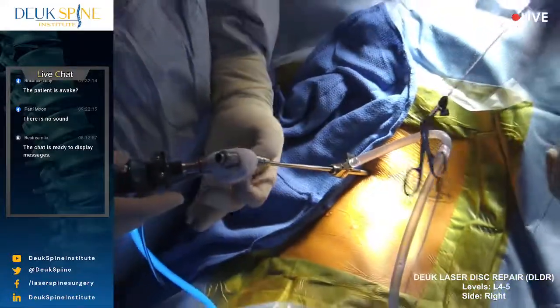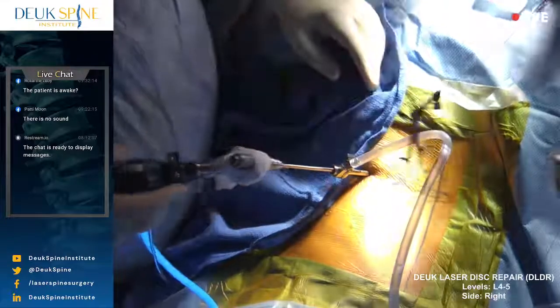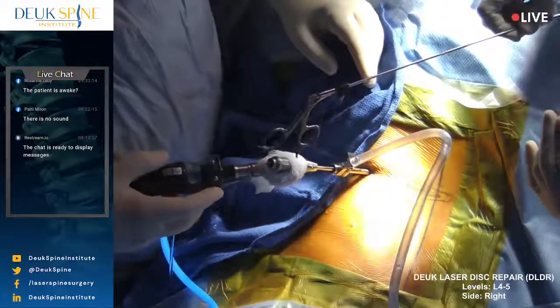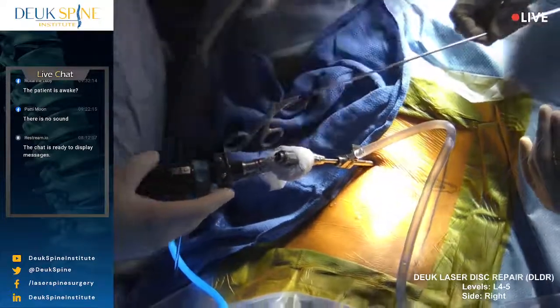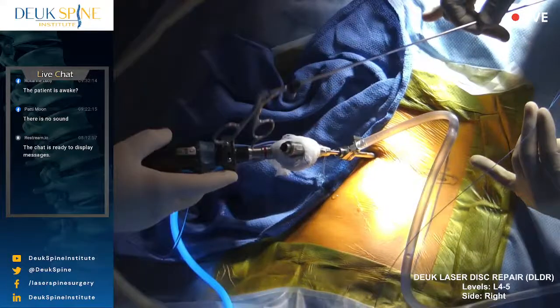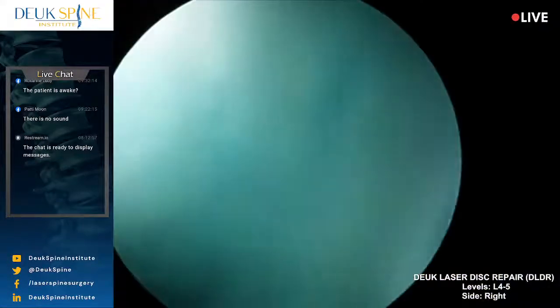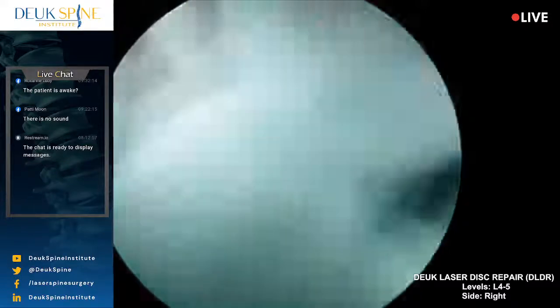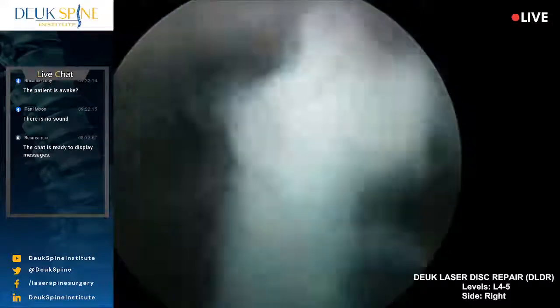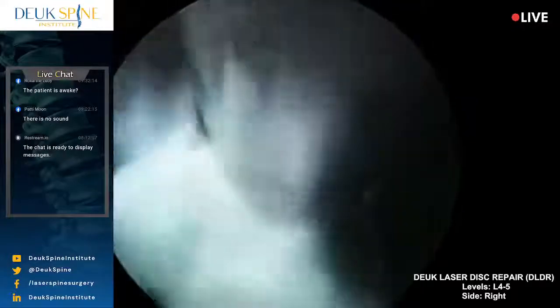All right. So we're bringing our scope down into the disc. Now we've also stained this disc with indigo carmine. That's why there's a blue stain. It stains the degenerated nucleus pulposus.